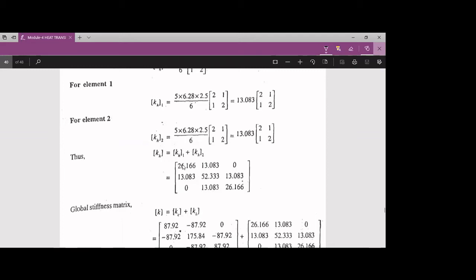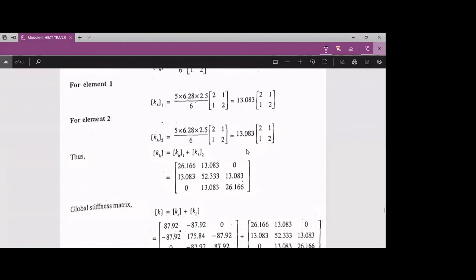And the remaining values become here: 13.083 into 2, which gives 26.166. Then 13.083 into 1, which gives 13.083. Below that, again the same, and this is going to be added to this, so it becomes 52.33. Again, this is already added, right? So you just write down 13.083 into 1, which gives 13.083, and again here this multiplication gives 13.083 for this point.